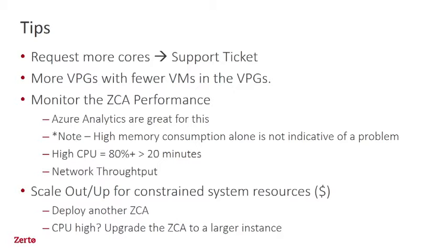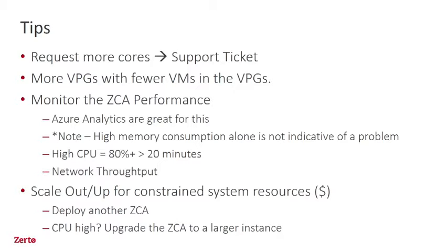The biggest thing is request more cores. That requires a support ticket. You need to actually fill out a support ticket with Microsoft to do that. More VPGs with fewer VMs in the VPGs. Now these are just recommendations. Go ahead and create VPGs, but make them with fewer VMs. Monitor the ZCA performance. This is really, really important. You need to understand how the ZCA is performing in Azure.